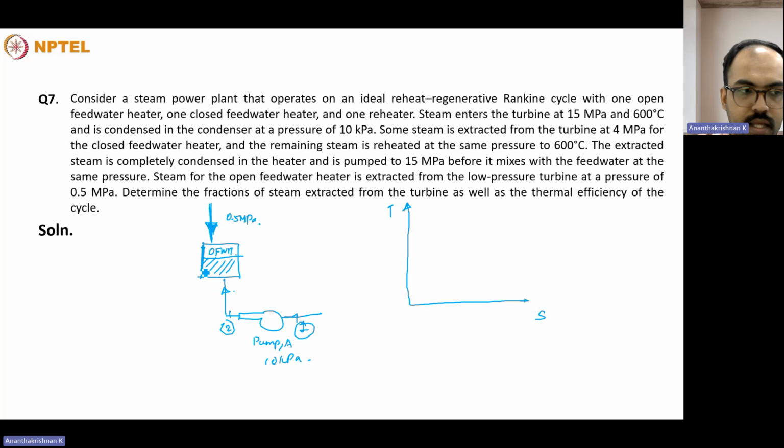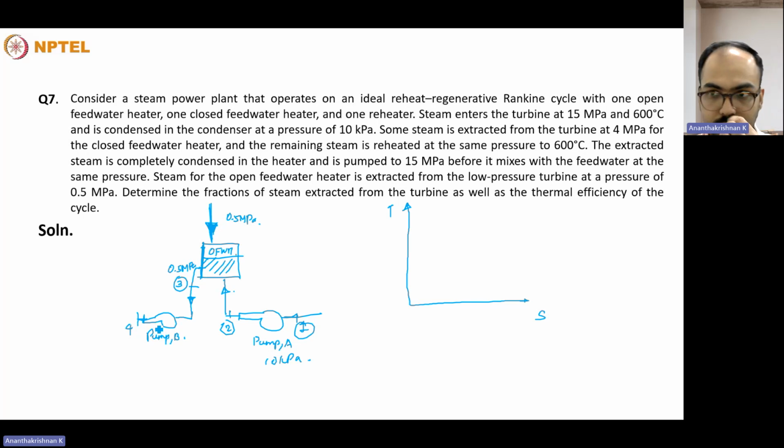So the open feed water heater, and the mixed fluid will be at 0.5 megapascal. That particular point will be state point 3. From there, it will be pumped again, pump B, to a higher pressure. That is an in-between pressure, that is actually 4 megapascal. So this will be at 4 megapascal.